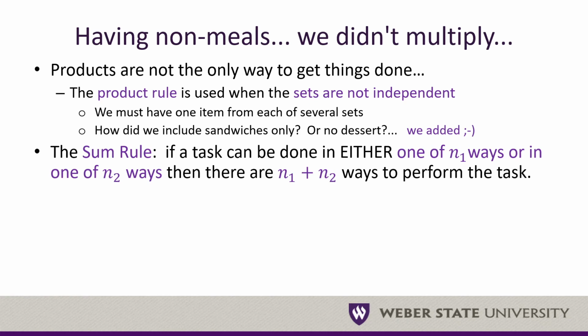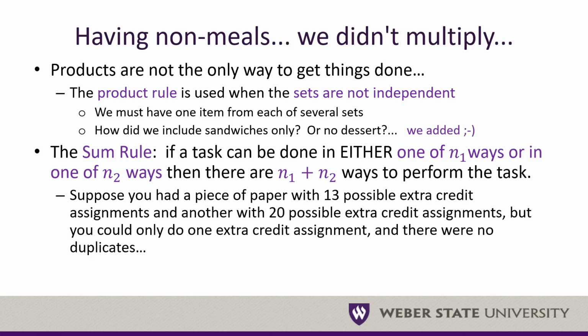So our sum rule is when a task can be done. This is the textbook again. It's talking about tasks or other things. And I can do it one of n1 ways or one of n2 ways. Then we add them together. For this one, I used to ask, I don't know if I've got it on my slide or not. Oh yeah, I do.